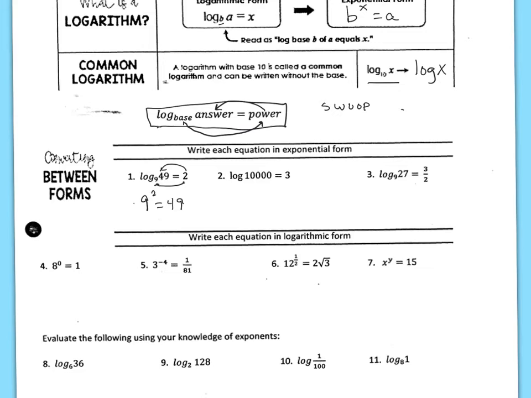So again, remember, with no base, that's base 10. Come all the way over here to the 3. And I believe this is a typo. Got too many zeros there. This should be 1,000. Over here we have 9 is our base. The power is 3 over 2. And of course that equals 27.